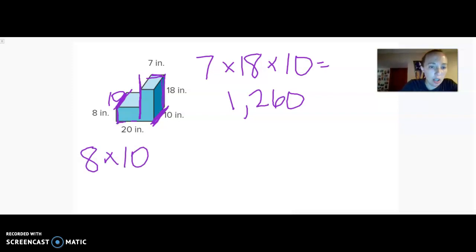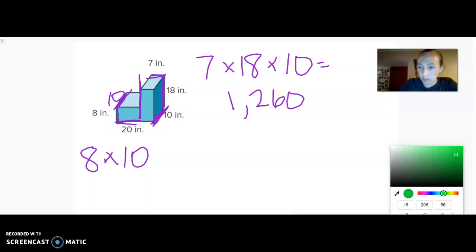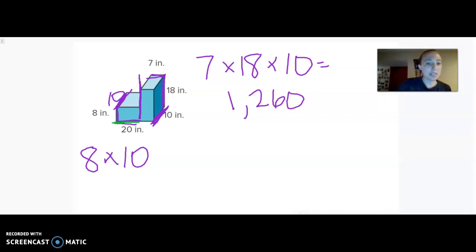Now, I need to figure out how wide this part is right here. Let me switch colors to be really clear so that you know which part I'm talking about. This part right here, how long is that? Well, 20 is this whole bottom part. It's this whole part here, and that's not this left part right here. That's the whole thing together.